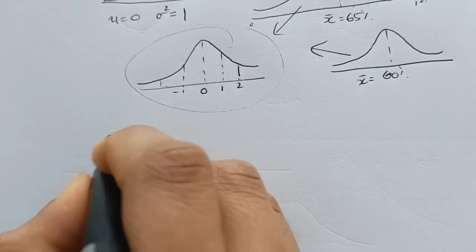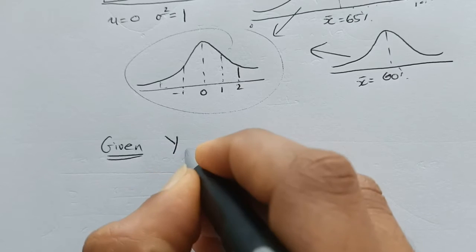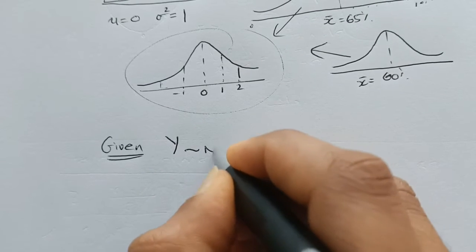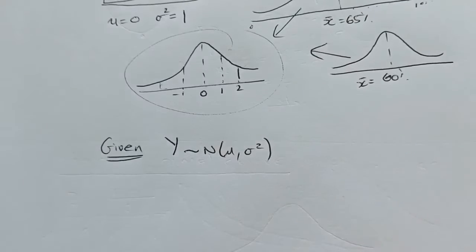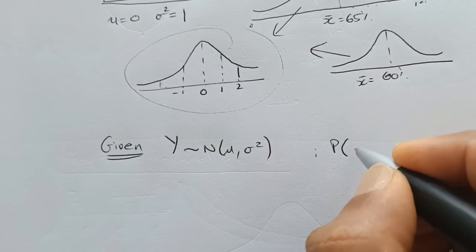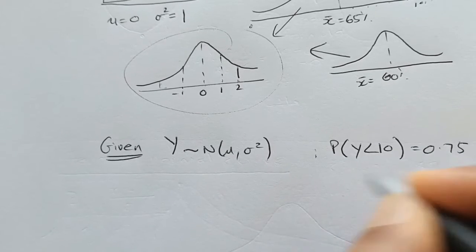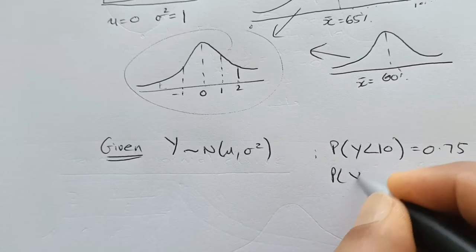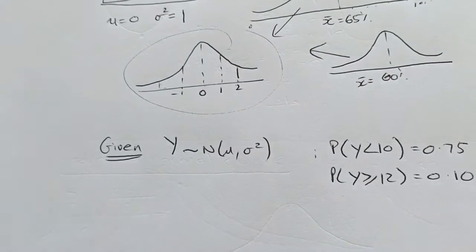Suppose you're given a variable y, which is distributed normally with a mean of mu and a variance of sigma squared. We are told that the probability of y being less than 10 is equal to 0.75. We're also told that the probability of y being greater than 12 is equal to 0.10.